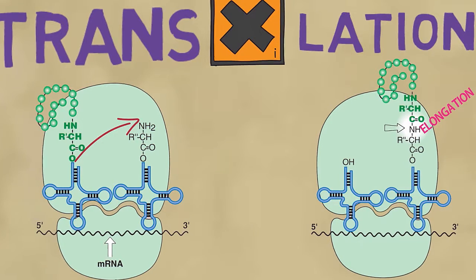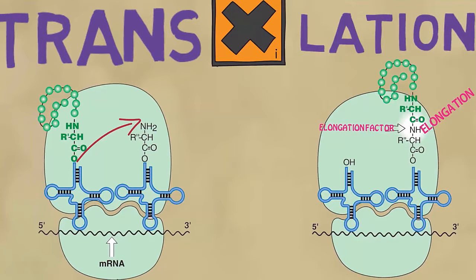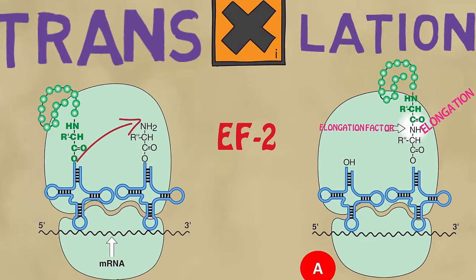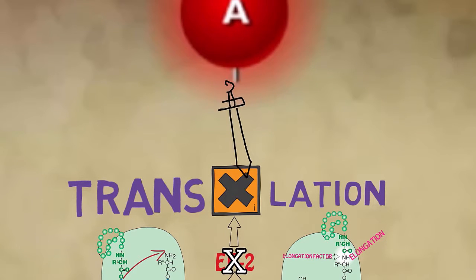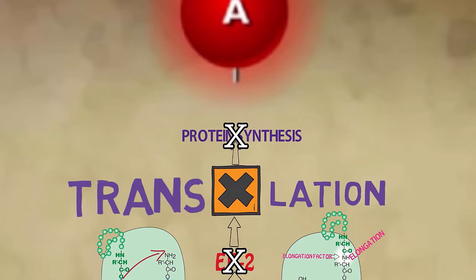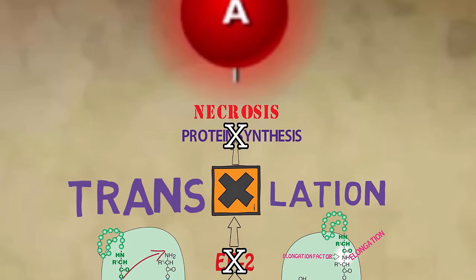This elongation is facilitated by factors named elongation factors. There are many elongation factors and one of them is elongation factor 2. Exotoxin A inactivates elongation factor 2. Once the elongation stops, translation stops. It means the protein synthesis stops. When the protein synthesis stops, the cell dies. It means there is necrosis. So exotoxin A causes the necrosis of the cell.